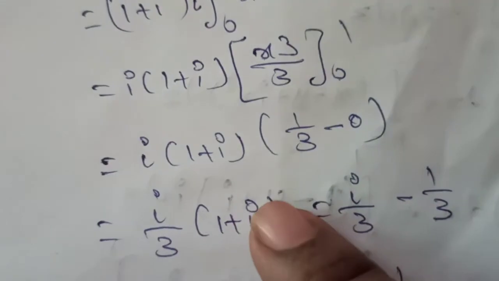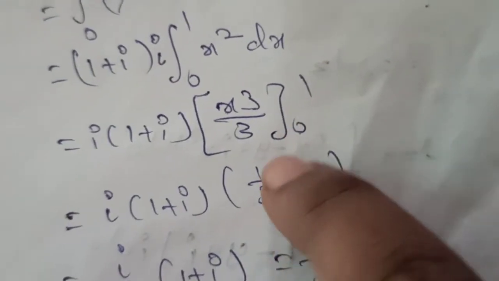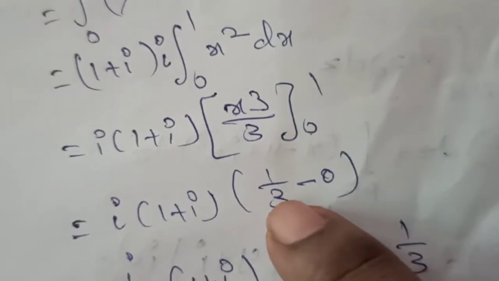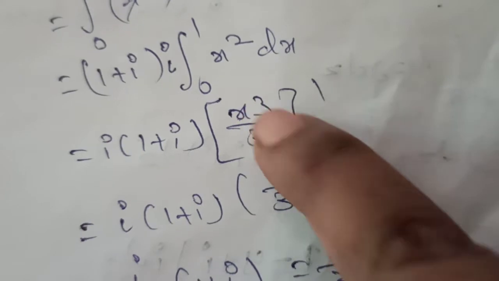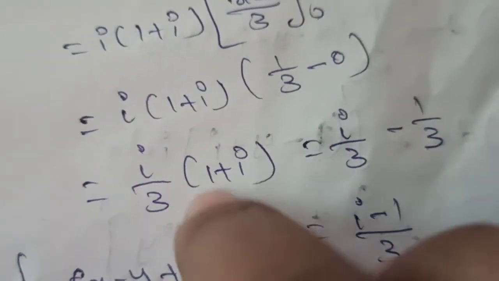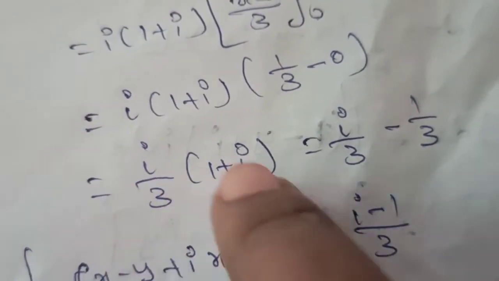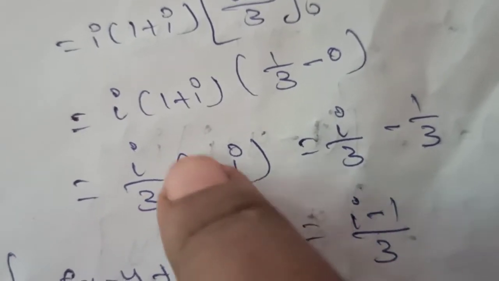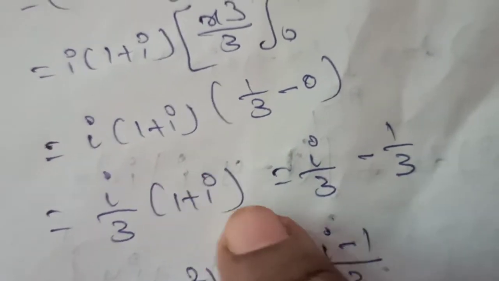Apply the limits: i times (1 plus i) times, first substitute the upper value, put x equal to 1, so 1 cubed becomes 1 divided by 3, minus the lower value, put x equal to 0, which becomes 0. Multiplying, i times 1 by 3 becomes i by 3, times (1 plus i). Next, multiplying these two values, 1 times i by 3 becomes i by 3, and i times i gives i squared, and you know the formula gives minus 1.